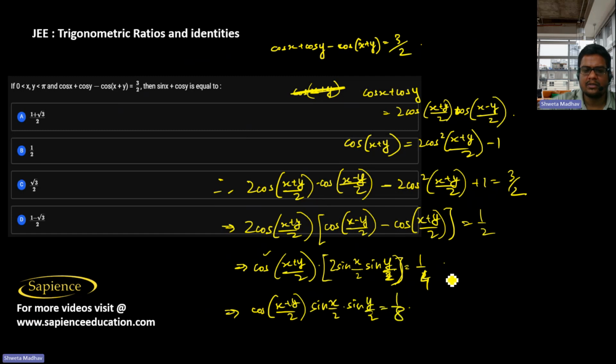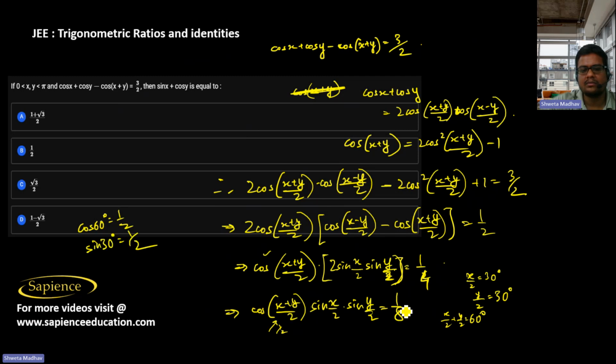Now this can happen only if x by 2 is 30 degrees, y by 2 that is also 30 degrees. So then x by 2 plus y by 2 will be 60 degrees. Then cos 60 is half, since we know that cos 60 is half and sin 30 is half. So then it will be half into half into half, that will be 1 by 8. So therefore x is equal to 60 degrees and y is equal to 60 degrees.